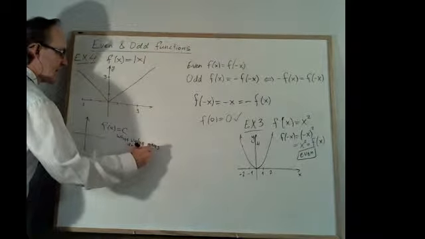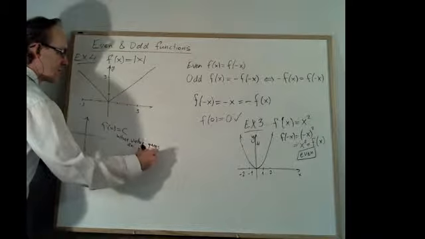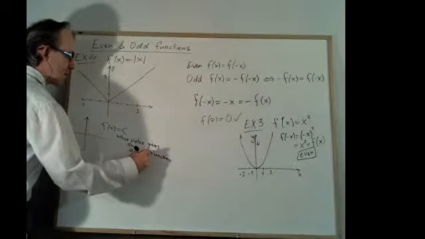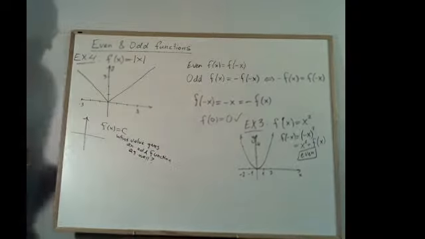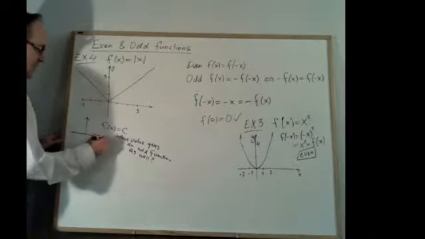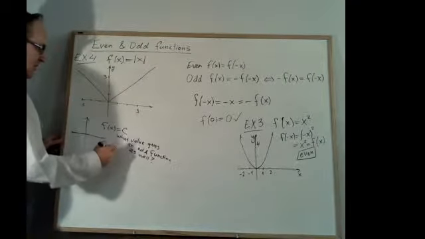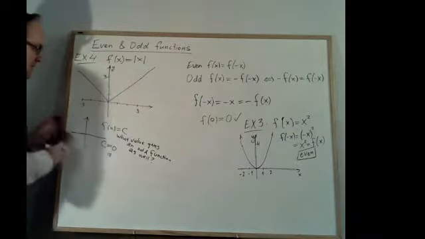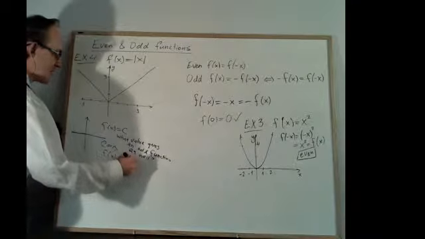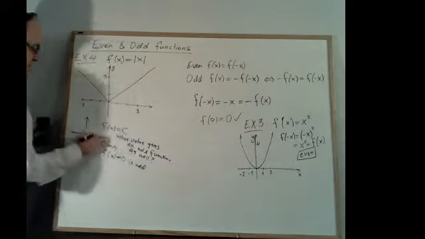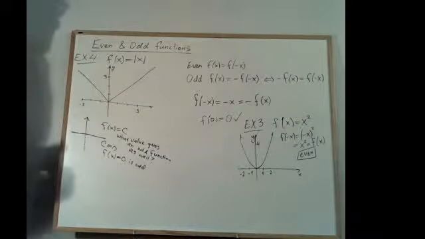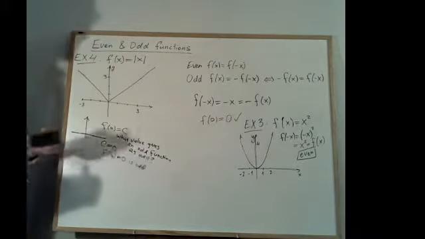So it could be odd and even. It's always even, at least even. But it also is odd if what? If the constant is 0. So f of x equals 0, the constant 0, is odd as well, since you're going about the origin when you reflect about the y-axis as well. Okay, so that's kind of an exceptional case.